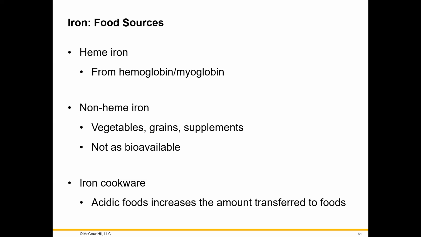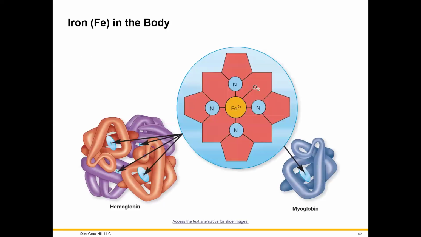In addition to those sources, cooking with a cast iron pan, for example, might increase the iron content of food, and that's especially true if you're cooking with acidic foods like tomato sauce. That'll increase the amount of iron transferred from the cookware to the foods. Here's the image representation of heme iron, and it's again part of hemoglobin and myoglobin. It's actually what allows them to transport oxygen.